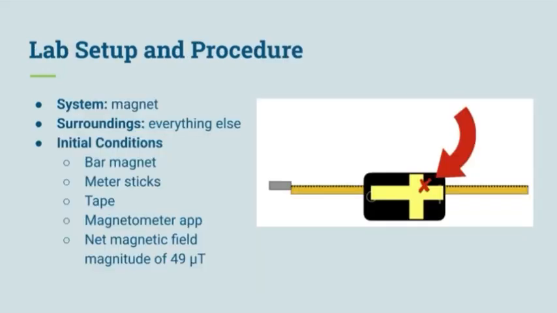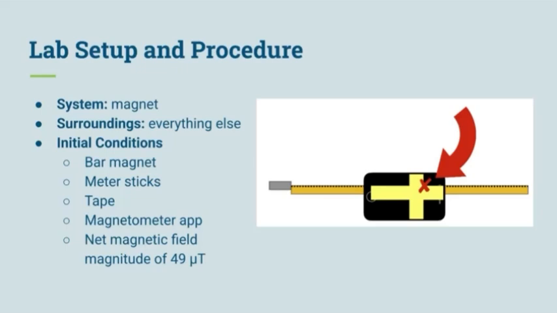For this experiment, the system was the bar magnet while the surroundings were everything else. For the initial setup of the lab, a bar magnet was placed at the end of a meter stick. For part 1, the magnetometer chip on the phone was found by first orienting the meter stick to compensate for the Earth's magnetic north field, where the net magnetic field should be 49 microtesla.